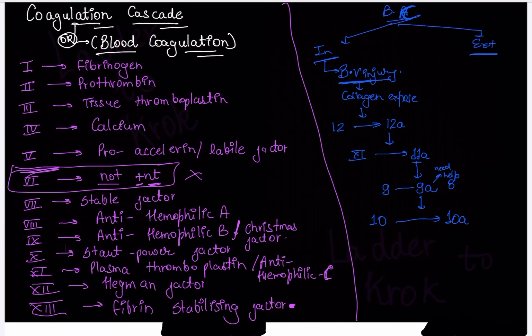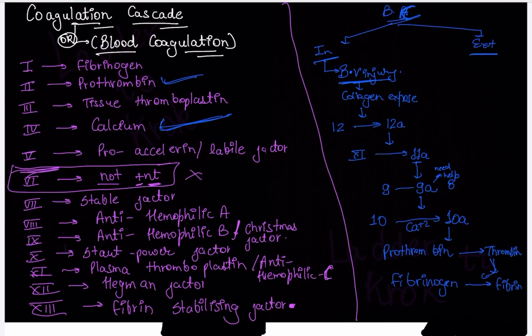In this process we need one very important molecule, that is calcium. I already told you, 4th factor, calcium. Okay, and then this 10A will convert prothrombin, as I already told you, second factor, this prothrombin, into what? Into thrombin. And then this thrombin, as we know in our blood there is a lot of fibrinogen, will convert this fibrinogen into fibrin. Into what? Fibrin.